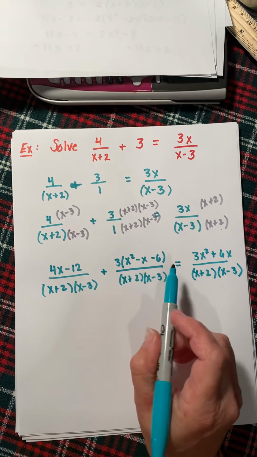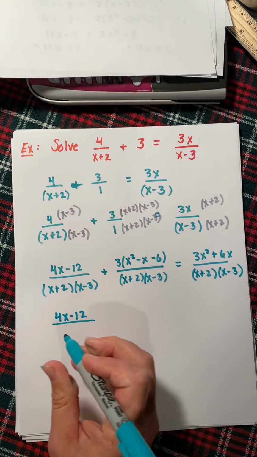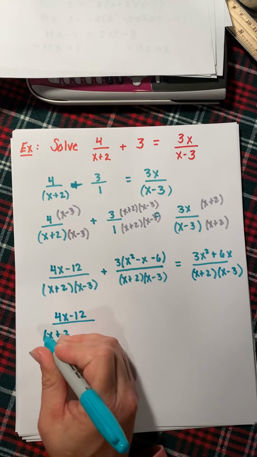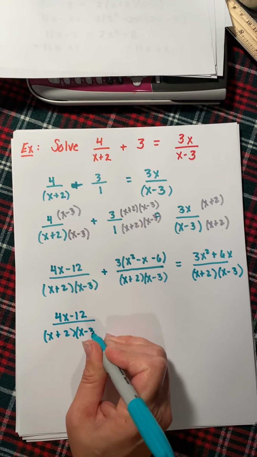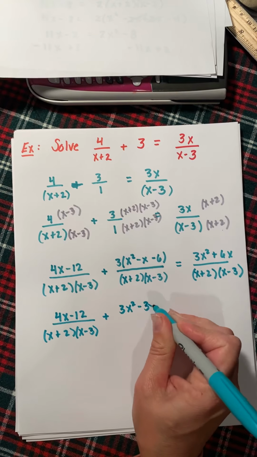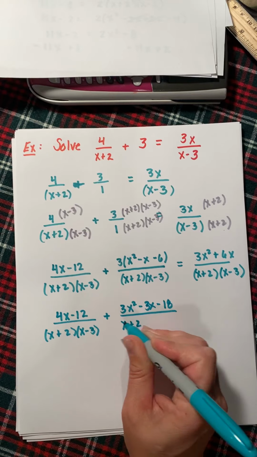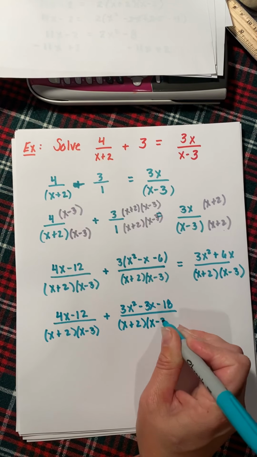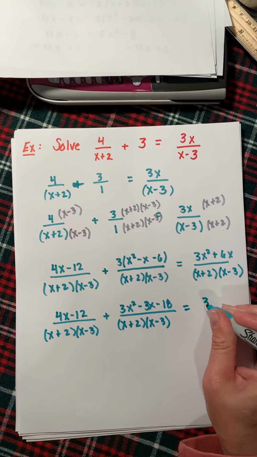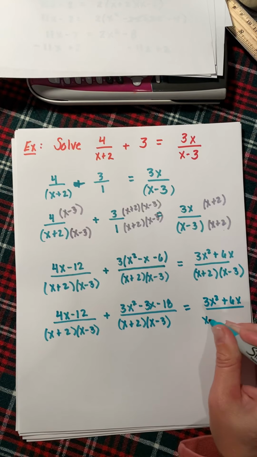All right, so now let's distribute that 3.4x minus 12 all over the common denominator x plus 2, x minus 3, plus 3x squared minus 3x minus 18 all over the common denominator x plus 2, x minus 3, equals 3x squared plus 6x all over x plus 2.